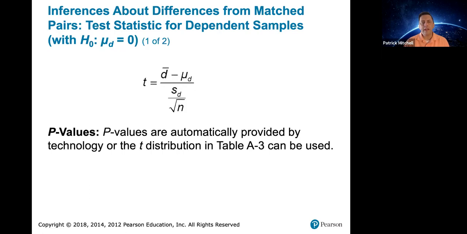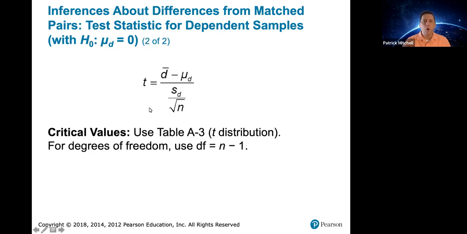And as usual, we can use either the p-value approach, and remember that whenever we find p-values for a t-distribution, we have to use technology to get an exact p-value. If we use table A3, all we can get out of that is a range of p-values, which is usually good enough. Or we can use the critical value approach, and in that case, you can just use table A3. Notice that the degrees of freedom will be n minus 1. Remember, n is the number of pairs.